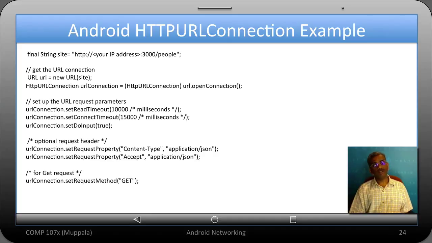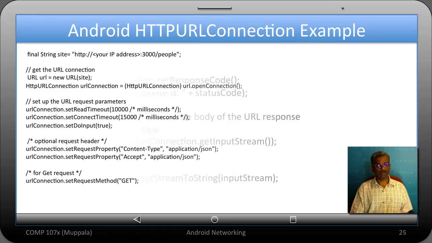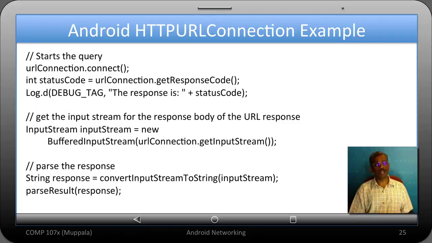When you need to fetch data from the server, you use the GET request. That is specified by using the set request method for the URL connection that we just established. Once you establish the connection, you simply call URL connection get response code, and that will return the response from the server. Now that we have already set up the query as per the steps in the previous slide, we can go ahead and request the data to be downloaded.